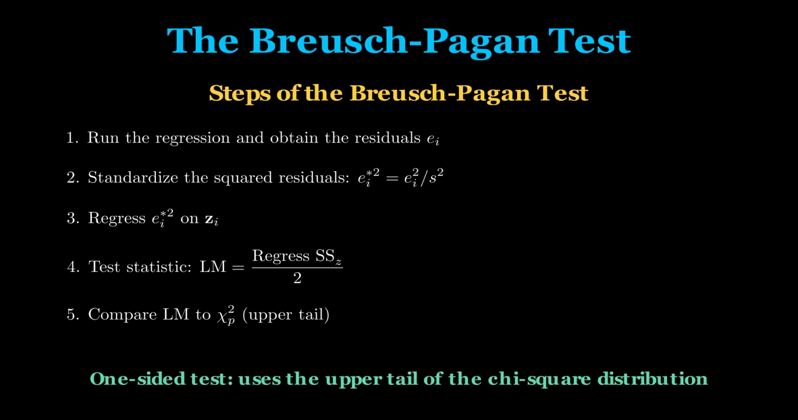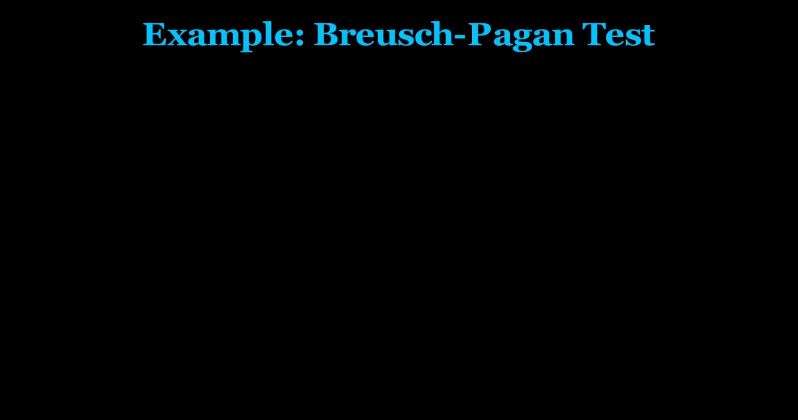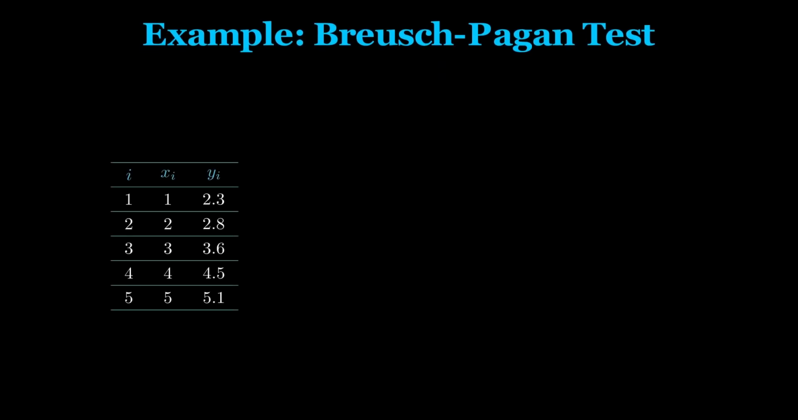One quick note. Since the alternative hypothesis implies a specific direction, increasing variance, the test uses the upper tail of the chi-square distribution, making it one-sided. Let's work through an example of the Breusch-Pagan test. We are given a small dataset with an independent variable x and a dependent variable y, with 5 observations. We assume the fitted regression equation is y equals 1.8 plus 0.68x, and the estimated error variance, s squared, is 0.06.